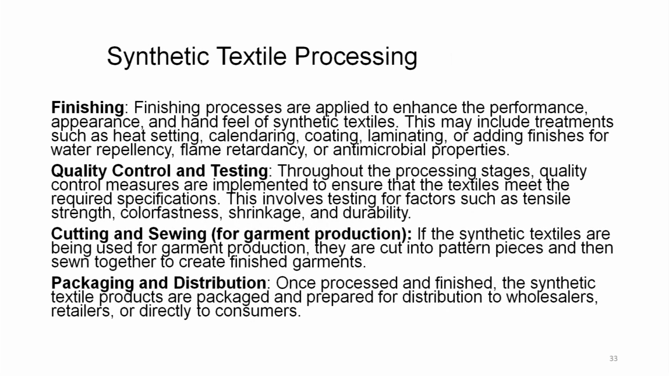Synthetic textile processing then also requires finishing, and so finishing is done, then quality control and testing is also required. Finishing is done by processes of heat setting, calendaring, coating, laminating or adding finishes for water repellency, flame retardancy and antimicrobial properties. And then of course, the cutting, the sewing, and the packaging and distribution take place in a similar manner as with other cotton or wool products.